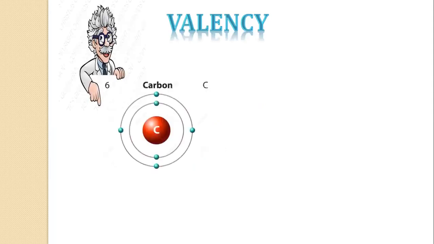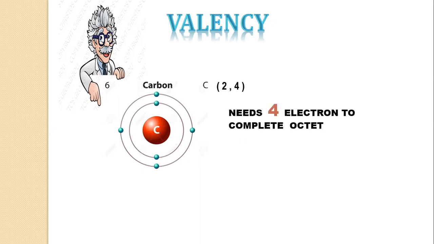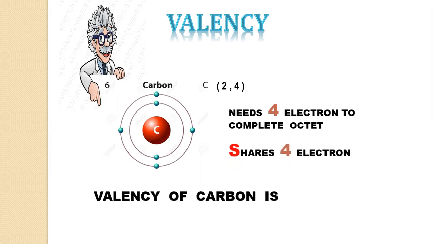Now let's talk about carbon. Carbon, atomic number 6, electronic configuration 2, 4. So carbon has 4 electrons in its outermost orbit and it requires 4 electrons to complete its octet. So students, carbon, as we all know, will share 4 electrons and that is why the valency of carbon is 4.